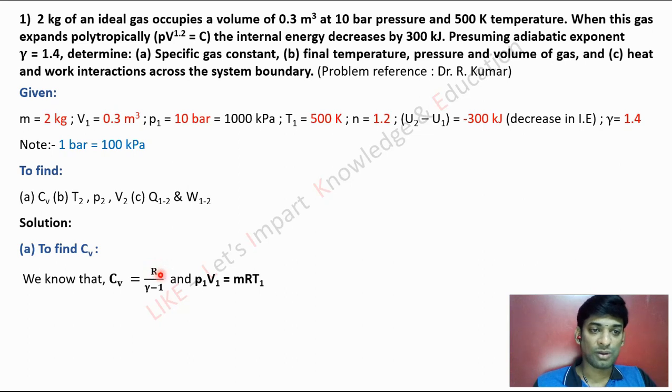But in this problem, it is not an adiabatic process, it is a polytropic process and small n value is given. So you cannot assume R value. Either the R value will be given or you have to determine R. Gamma value is already given. So to determine R, you know the formula called PV is equal to mRT. This formula cannot be used everywhere.